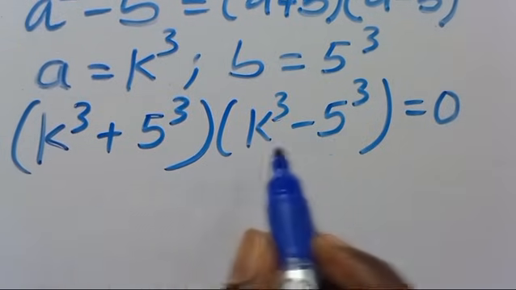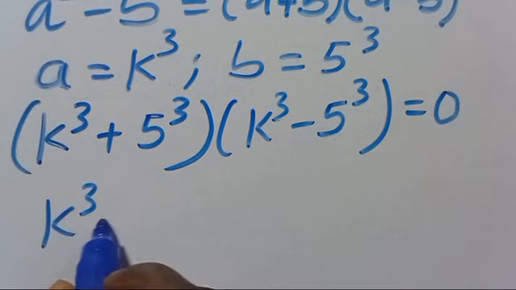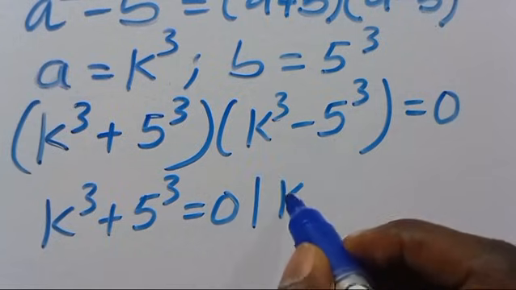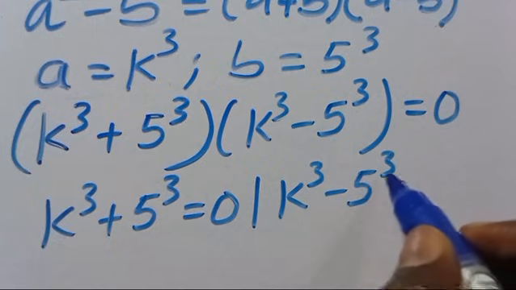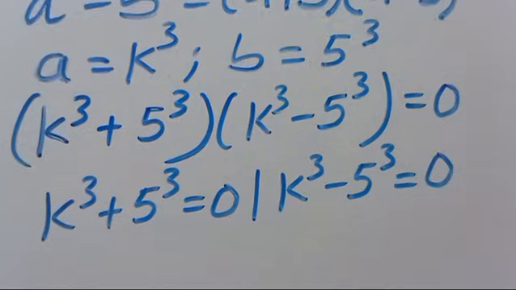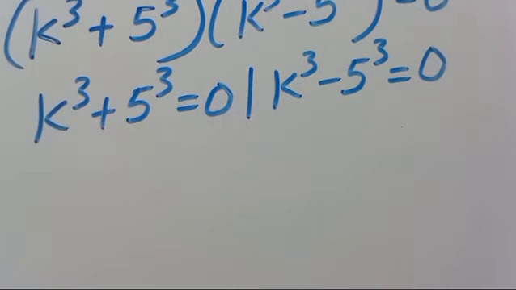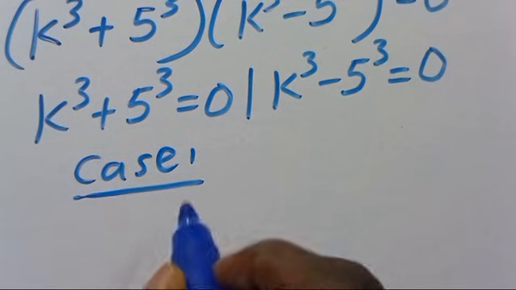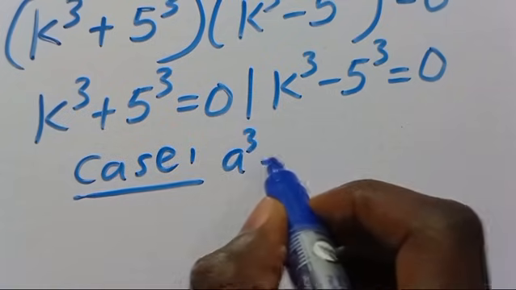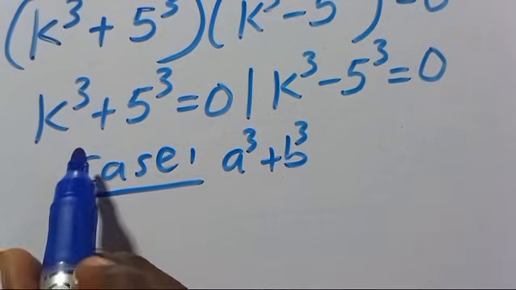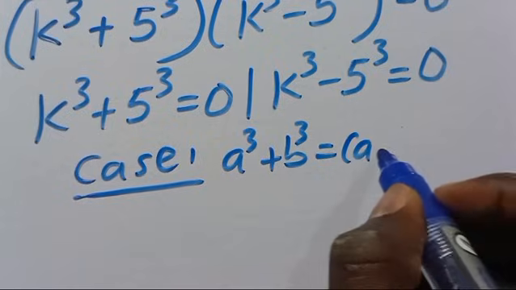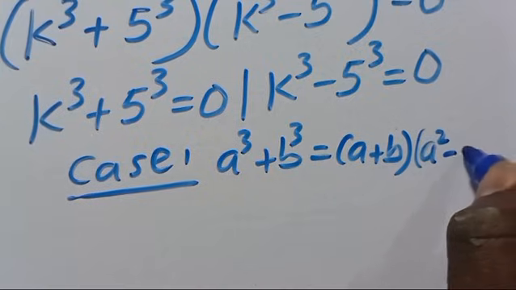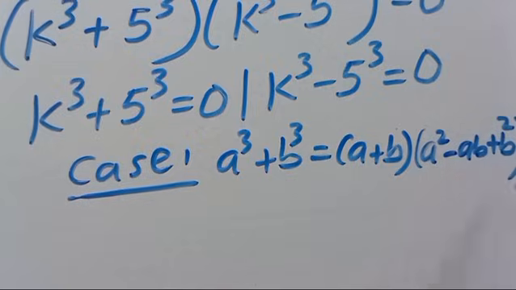Now for this expression to be equal 0, either we have k to the power of 3 plus 5 to the power of 3 to be equal 0 from here, or we have k to the power of 3 minus 5 to the power of 3 to be equals 0. Now, having known this one, let's apply the sum of two cubes for this. Then let's put them to be case 1. Recall that when we have a to the power of 3 plus b to the power of 3, for this one equals a plus b, then multiply by a square minus ab plus b square.